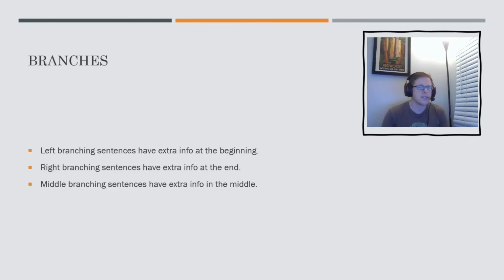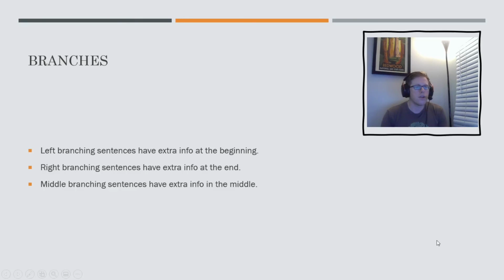Right branching sentences are the easiest to read generally, followed by left branching sentences, followed by middle branching sentences, depending, of course, on the size of the branch and how many phrases and clauses are embedded.